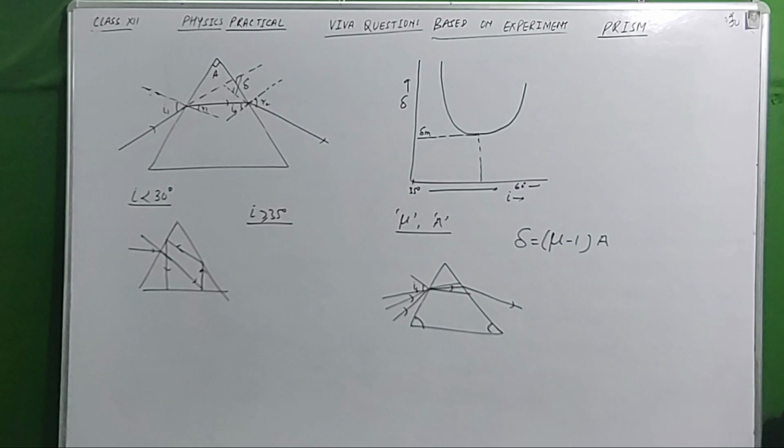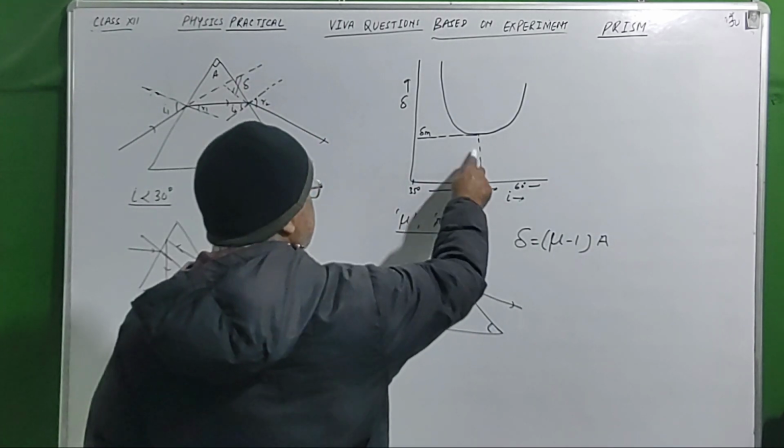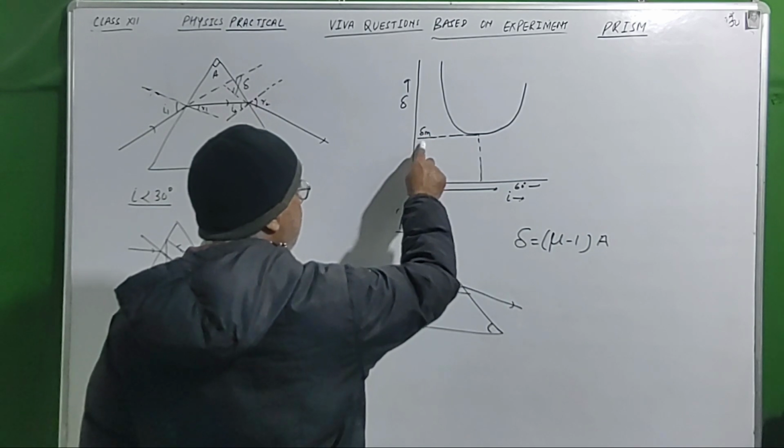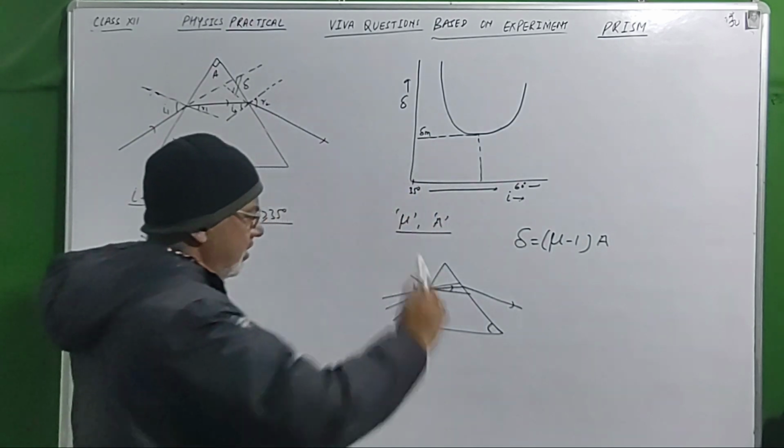It takes place from 35 degree to 70 degree onwards. At one particular angle of incidence, the angle of deviation becomes minimum. What we call it, the angle of minimum deviation, right?